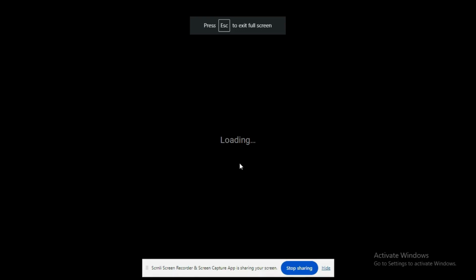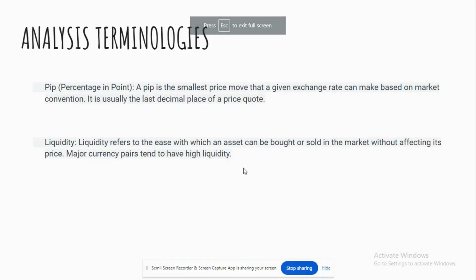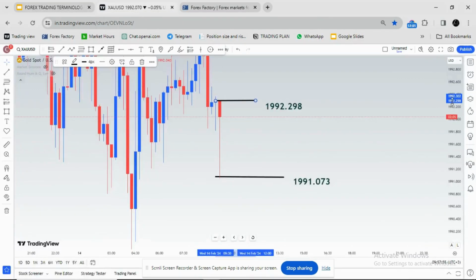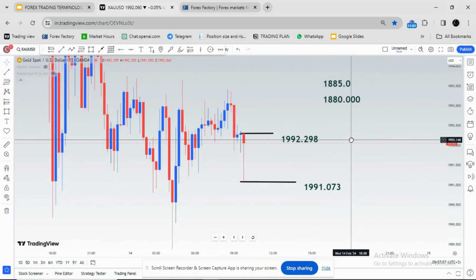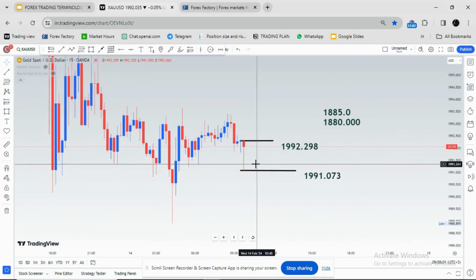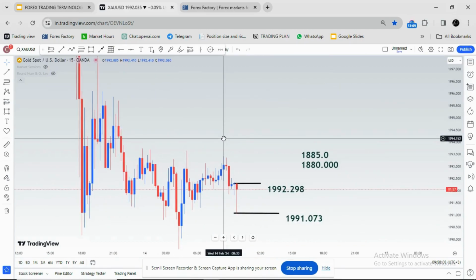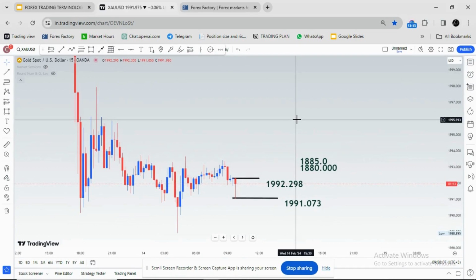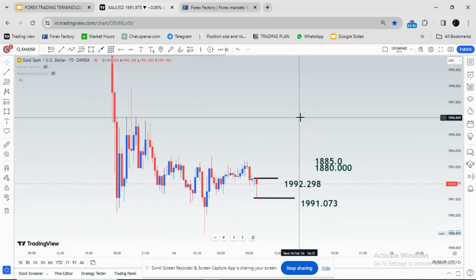Finally, let me finish this off with liquidity, by saying what liquidity is. Liquidity is simply the ease with which an asset can be bought or sold in the market without affecting its price, right? There are places where there is high liquidity and low liquidity. There are times where there is high liquidity and low liquidity. When the market has low liquidity, we get things like gaps. I don't know whether you've seen gaps, especially in stocks. You see gaps. That is when we have low liquidity.